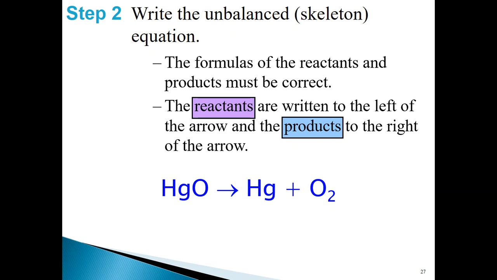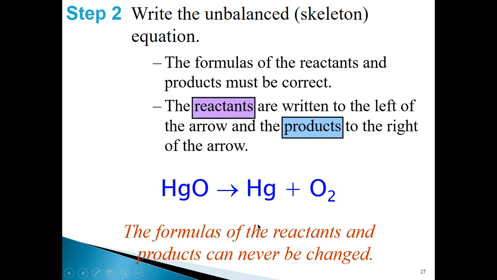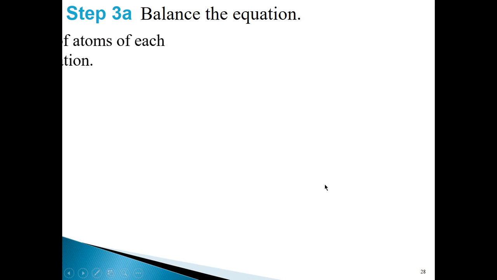This equation is unbalanced because, if you look carefully, there's one oxygen atom on the left, but two oxygen atoms on the right. As stated here, in your effort to balance the equation, you cannot change the formulas for these substances. You cannot add any subscripts to the mercury or the oxygen, or change this 2 here. You have to leave those subscripts as they are and move on to the next step, which is where you balance the equation.